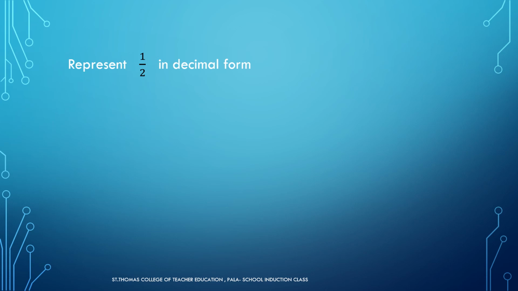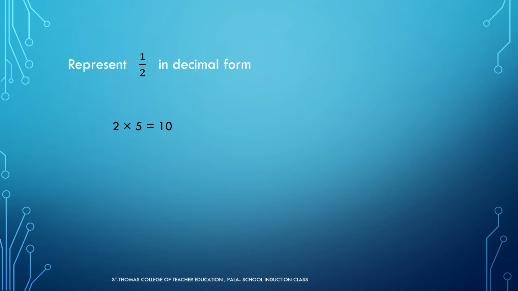Now let's do a problem. Read the question. Represent 1 by 2 in decimal form. Carefully look at the fraction I have given. It's 1 by 2. Can you relate this fraction with any of the fractions we discussed earlier? We have discussed fractions with the denominator 10, 100, 1000 and so on. Here I have given you the denominator 2. Can you relate it with any of the powers of 10?